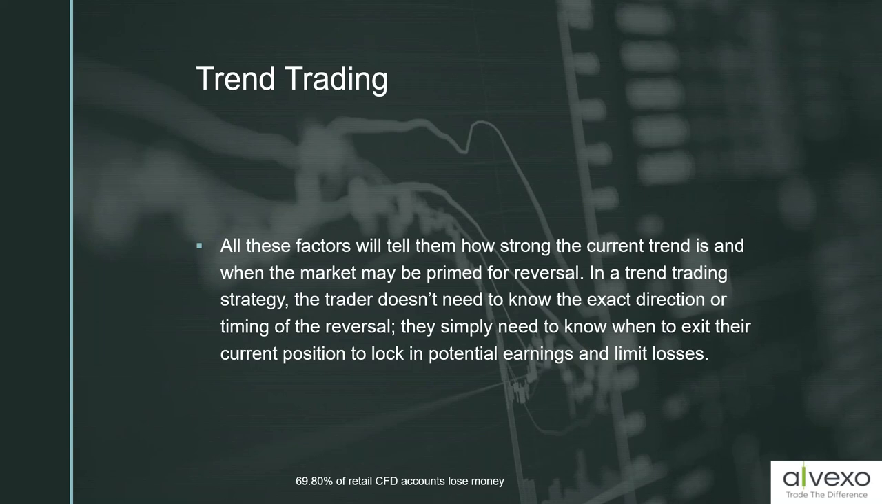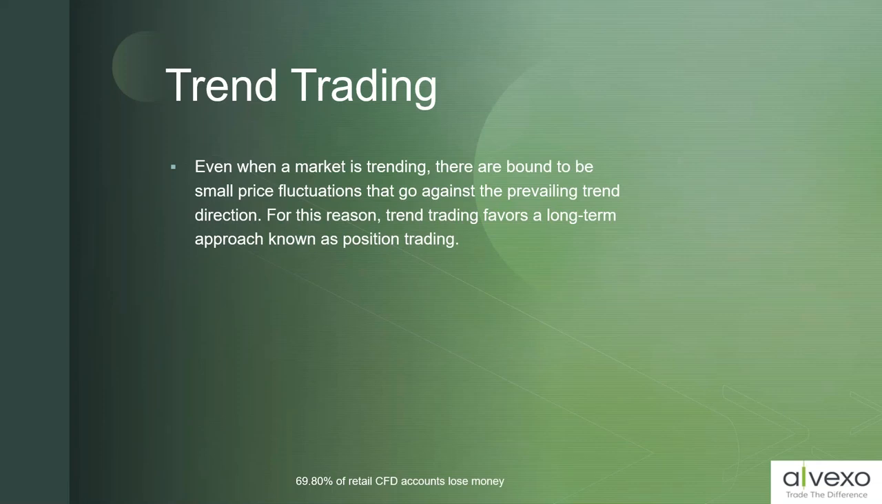Now, all these factors will help tell them how strong the current trend is and when the market may be primed for reversal. In a trend trading strategy, the trader doesn't need to know the exact direction or timing of the reversal. They simply need to know when to exit their current position to lock in potential earnings and limit losses. Okay. You don't want to stay in the market to the very last second. Even when the market is trending, there are bound to be small price fluctuations. Okay. And these are important.